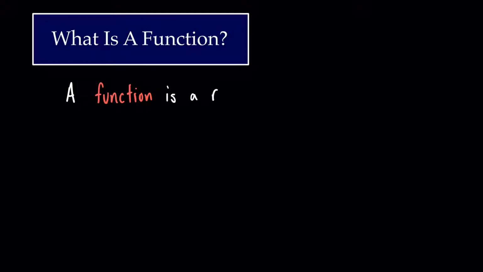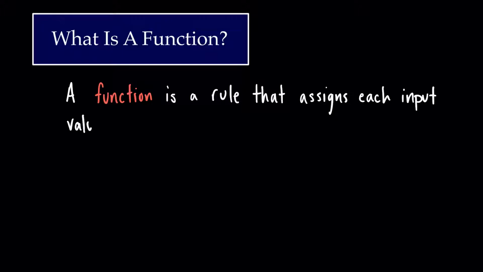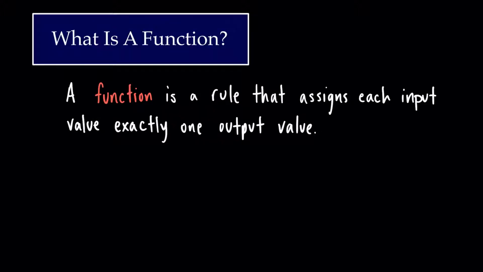is a rule that assigns each input value exactly one output value. That's the formal definition. A function is a rule that assigns each input value exactly one output value. What does that actually mean? That sounds super complicated, but in reality, it's a pretty intuitive thing to understand.